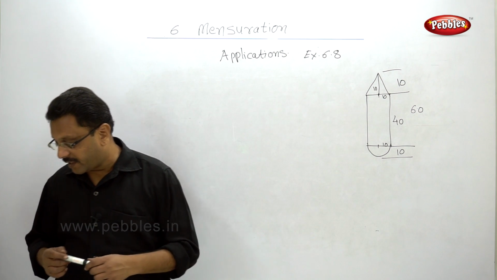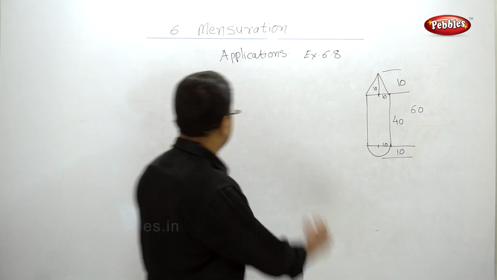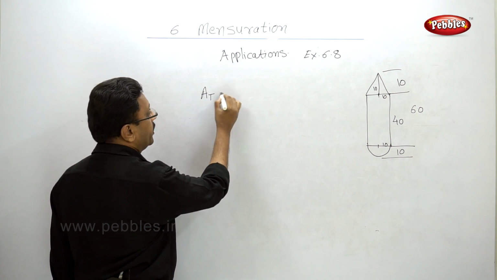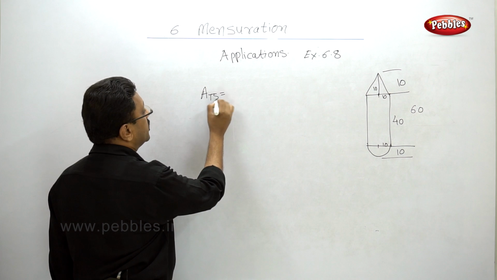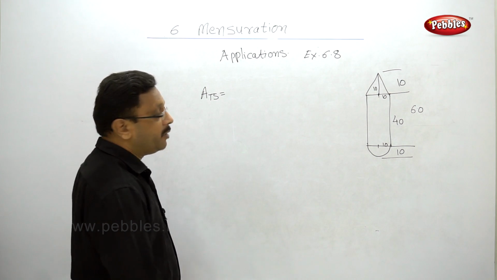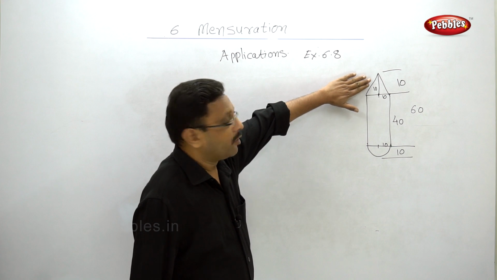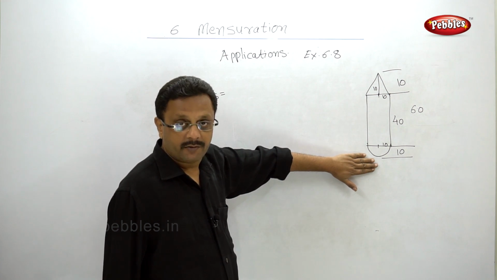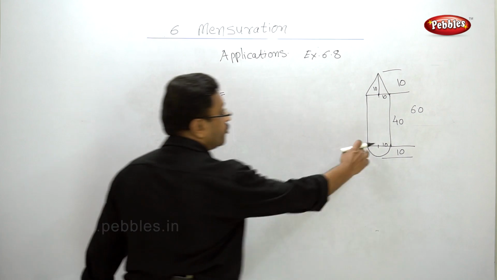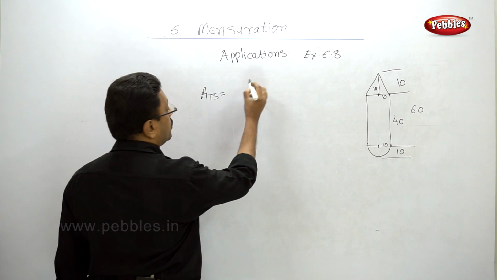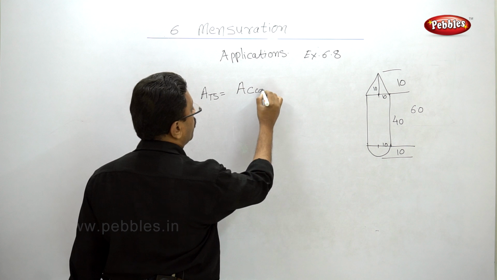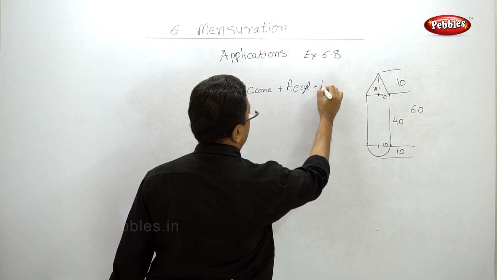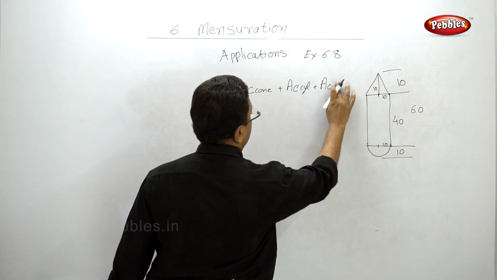Find the total surface area of the toy. Now the total surface area of the toy will be the surface area of the cone plus the surface area of the cylinder plus the surface area of the hemisphere. Okay, curved surface area. Now these will be curved surface areas. So this will be the curved surface area of the cone plus the curved surface area of the cylinder plus the curved surface area of the hemisphere.